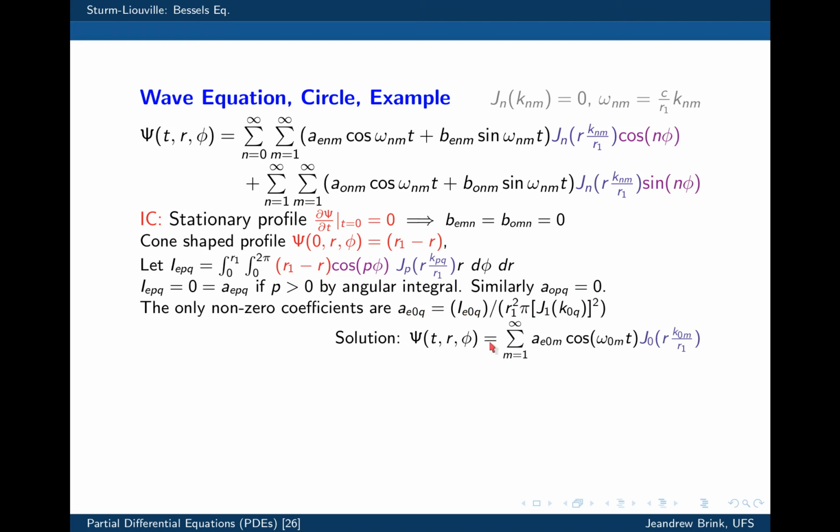Once you've got those, you can write your solution down in this manner. For each mode, it's going to oscillate at a frequency that we already know, and it's going to have that shape. There's no angular dependence because all of those coefficients are 0. So you're going to have your drum shape, and it's going to go bloop, bloop, bloop in a certain way. But you can't excite modes that weren't supported by the geometry of your initial profile if you have a linear problem.